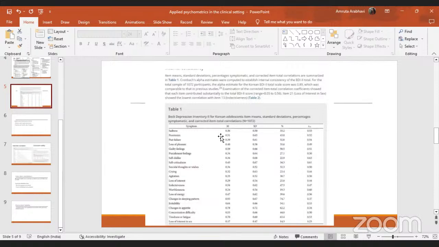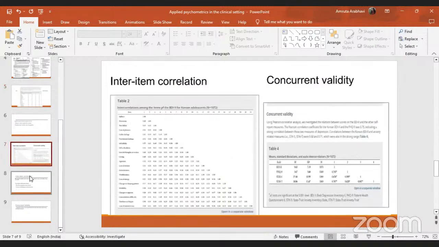So the physical symptoms that are there, that means the loss of energy or changes in sleeping pattern, the mean value is high here because we can observe them very easily, and easily we can report about it. And here the inter-item correlation we saw.